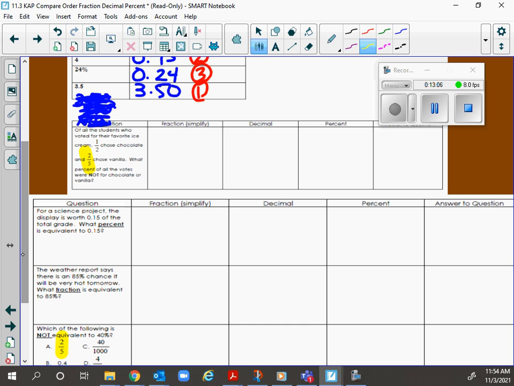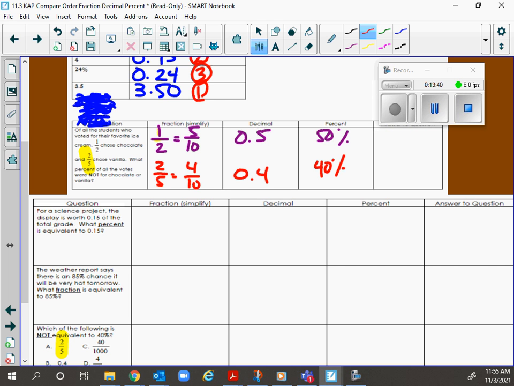Take a look. We've got 1/2 chose chocolate and 2/5 chose vanilla. So 1/2 that chose chocolate, of course, that's yellow. 1/2 that chose chocolate, we could rewrite that as 5 over 10. So the decimal would be 0.5. Percent would be 50%. The 2/5 I could write as 4 over 10. That helps me make the decimal 0.4, 4 in the 10th place. And then this decimal would be 40%.